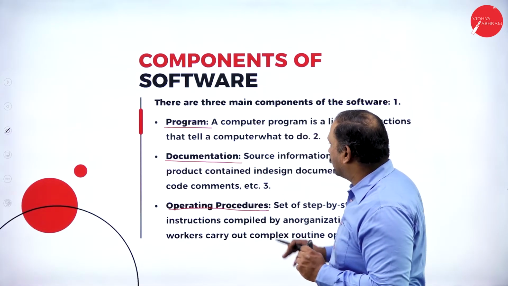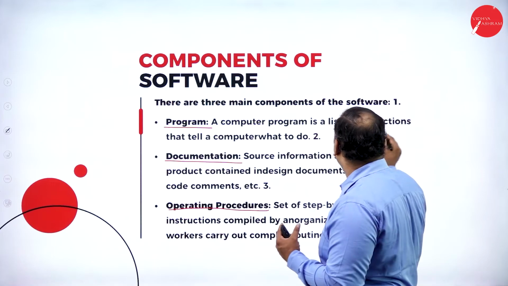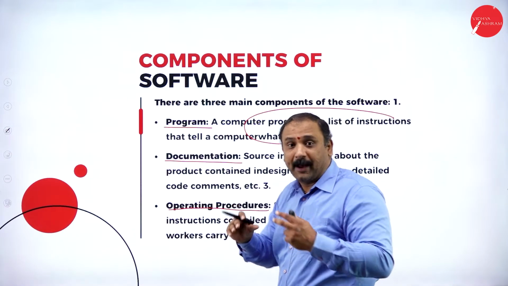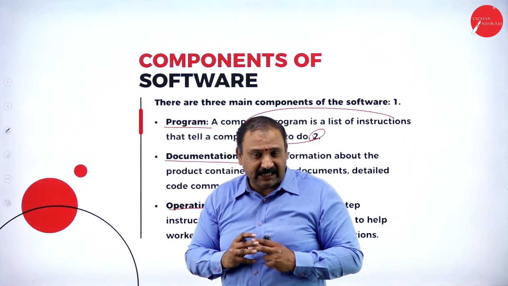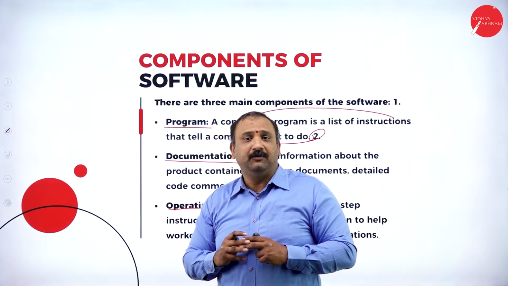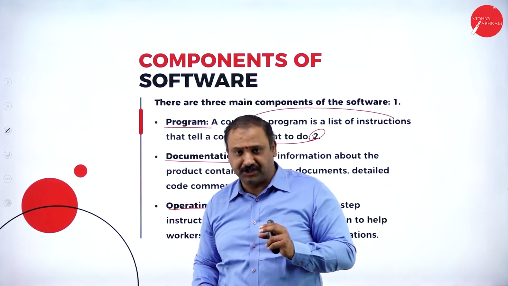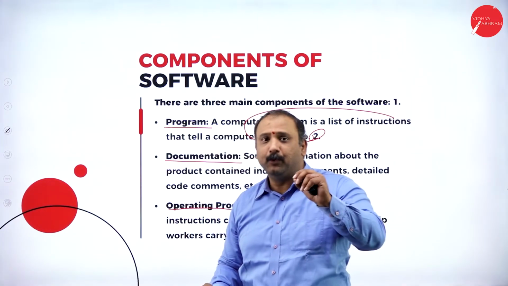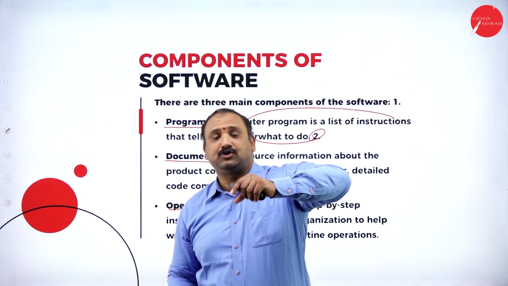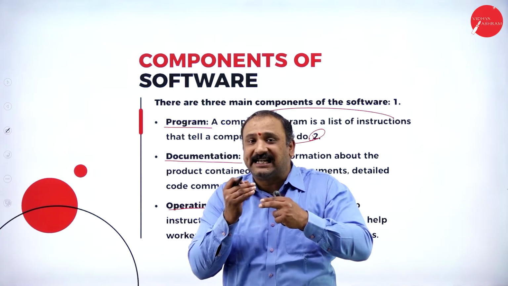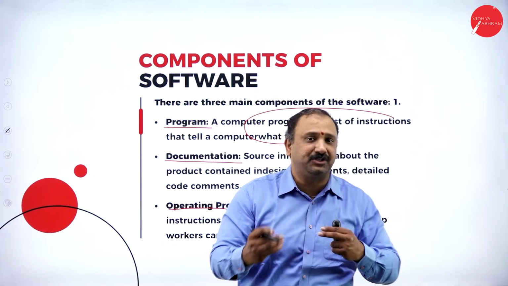Now, the first thing, program. A computer program is a list of instructions that tell the computer what it needs to do exactly. So when I talk about the word program, it's a list of instructions. You have told the computer what exactly needs to be done, in what order, and what your basic set of instructions, your basic commands to the computer, are.